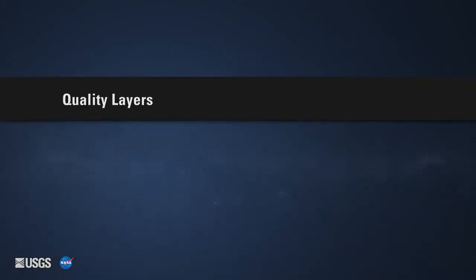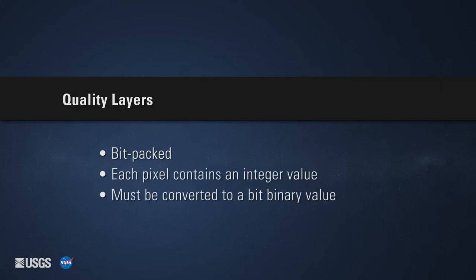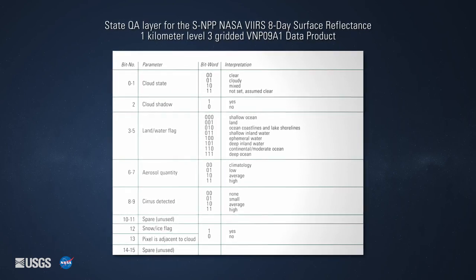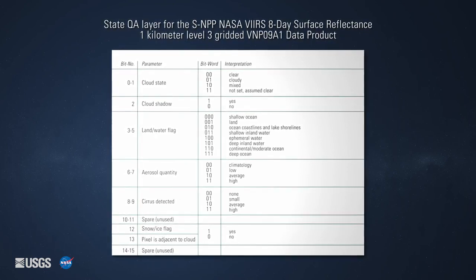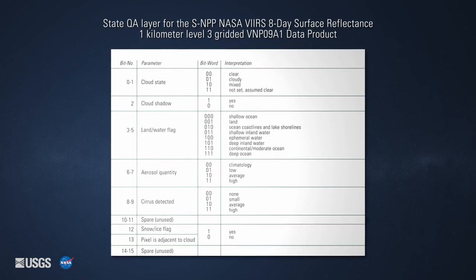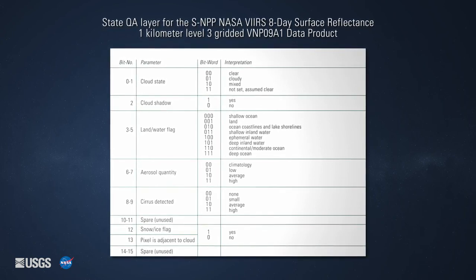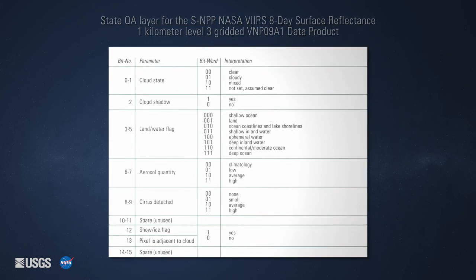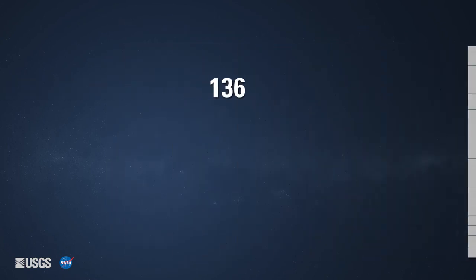The data within the quality layers are bit-packed, meaning each data pixel contains an integer value that must be converted to a binary value for interpretation. The bit string interprets various parameters as shown by this chart. Here is an example of how to break down a bit binary value using the 1 km state QA layer for the SNPP NASA VIIRS 8-day surface reflectance 1 km level 3 gridded VNP09A1 data product.